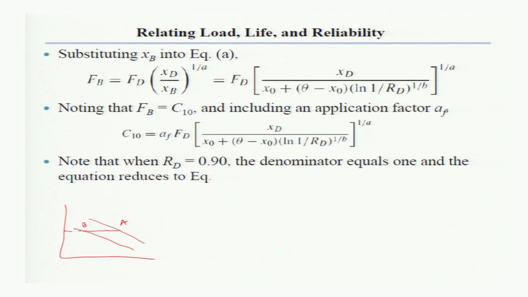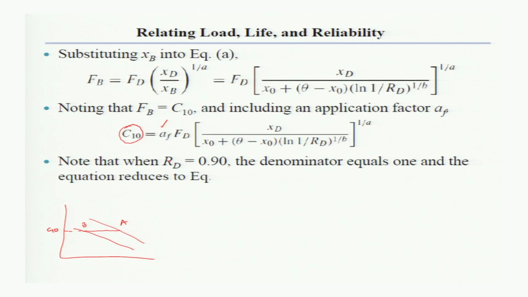So, force at B is equal to force at A and it is C10. So, your FB will be the C10, the rated load. So, this FB will be substituted at C10, and if a factor of safety is taken, application factor AF is taken, so it will be equal to AF multiplied by FD and within the bracket this term.